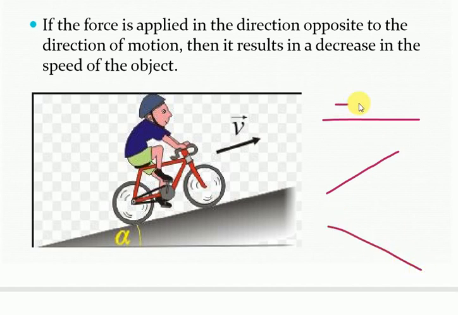Now here what happens, the body is moving in one direction. The force is applied in another direction opposite to it. So in this case, it results in a decrease in the speed of the object. So the speed of the object decreases.